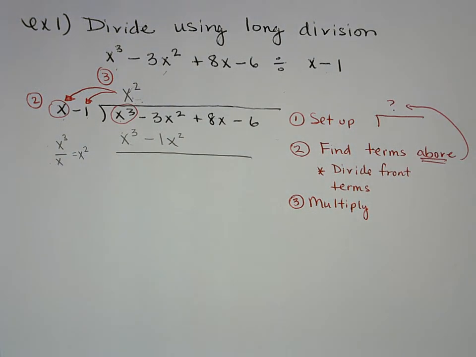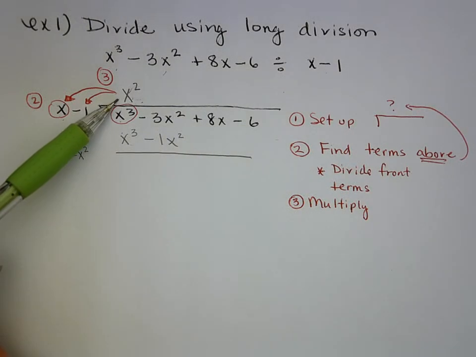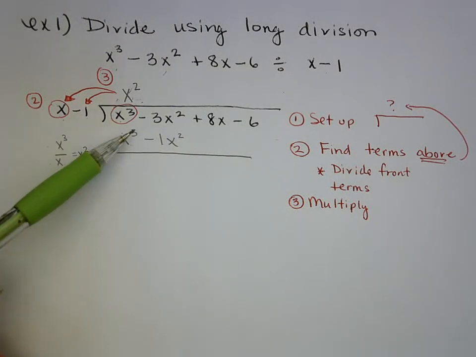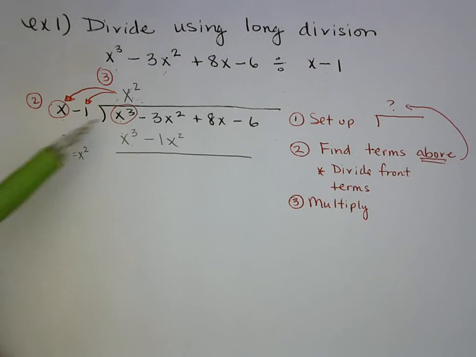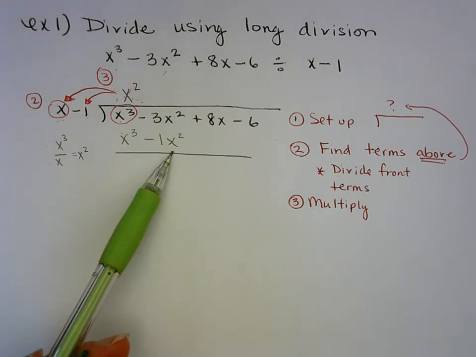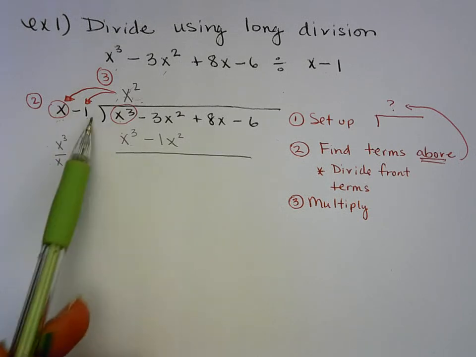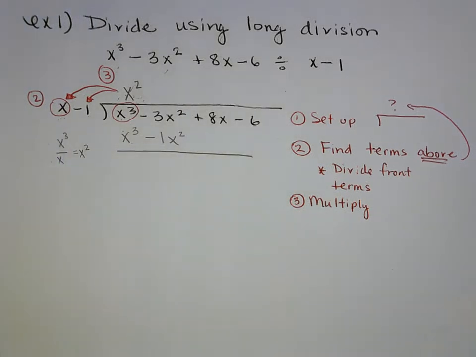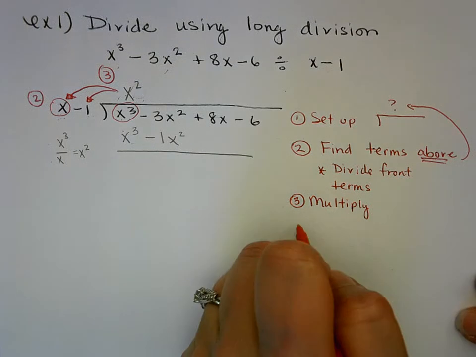Okay. All right, so Riley, where did I get the x squared from? So I divided these two. X cubed divided by x gave me x squared. Okay. And then Johnny, where did I get x cubed minus 1x squared from? Okay, good. And so now I'm going to subtract.